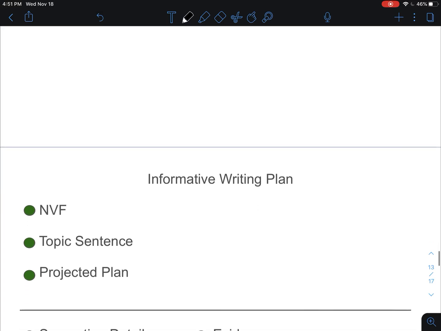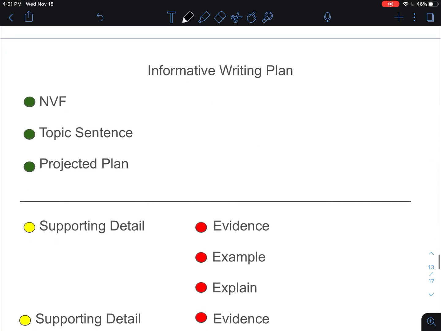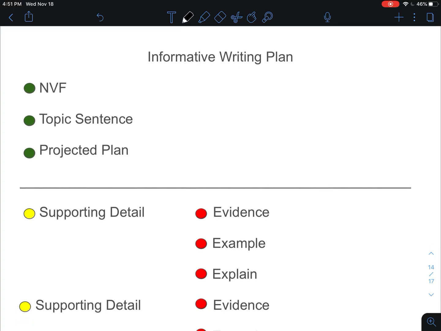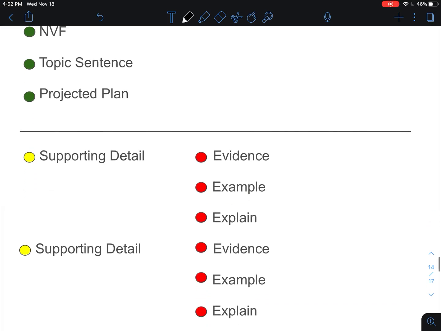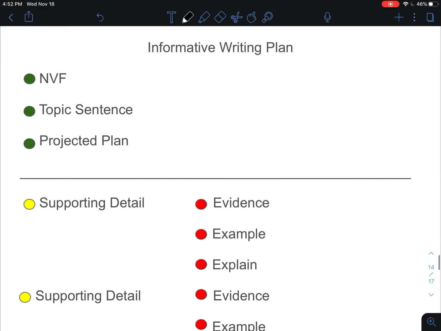And then we talked about after the text-dependent questions, the next step you'll go on to is your plan. You're going to take your notes and look for the most important information and start to organize it here in your writing plan, or you may call it a T-chart. And when you do this, remember you're writing this in Tarzan talk for your yellows and reds. For your greens, your NVF topic, sentence, and projected plan, you can literally leave the letters NVF there. You don't even have to write your NVF on your writing plan.